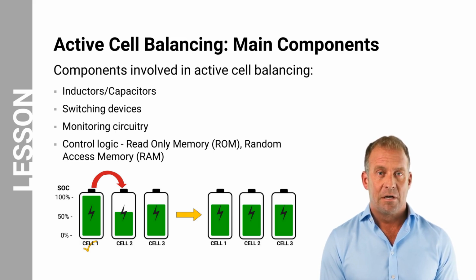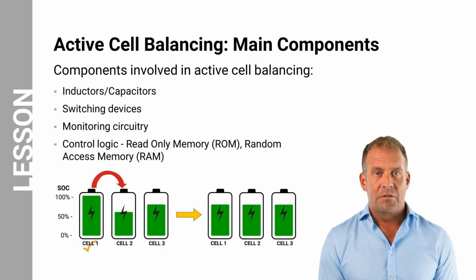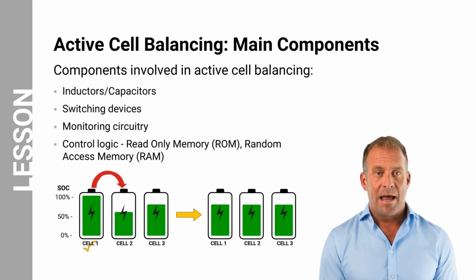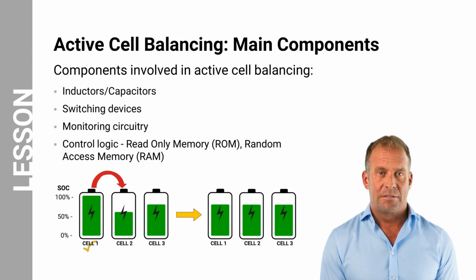Control logic, read-only memory, ROM, random access memory, RAM. This is part of the BMS firmware that contains the software instructions for controlling the balancing process. It analyzes the data from the monitoring circuitry to decide when and how to transfer energy between cells, activating the appropriate switching devices and controlling the inductors or capacitors.